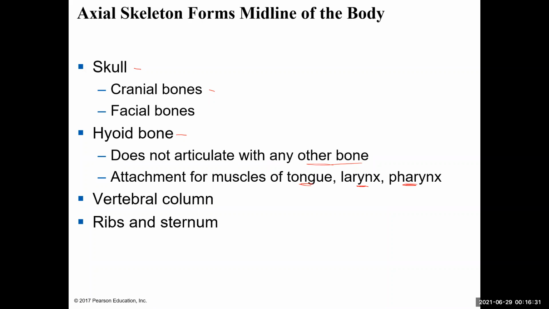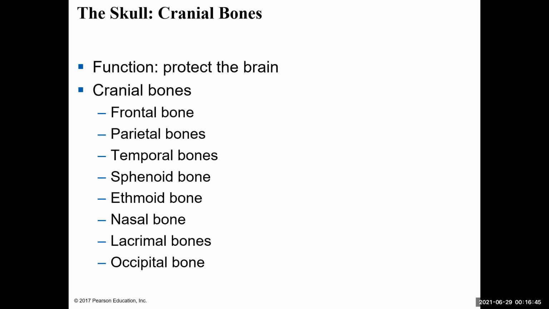Okay. We'll then look at the vertebral column and the different regions of the vertebral column. And then we'll talk about the ribs and the sternum, and we'll talk about the difference between floating ribs and directly attached ribs. So first, we're just going to look at the cranial bones. The function of the cranial bones is specifically protection of the brain. You have several different bones here. You have your frontal bone, your parietal bone, temporal, sphenoid, ethmoid, nasal, lacrimal, and occipital.